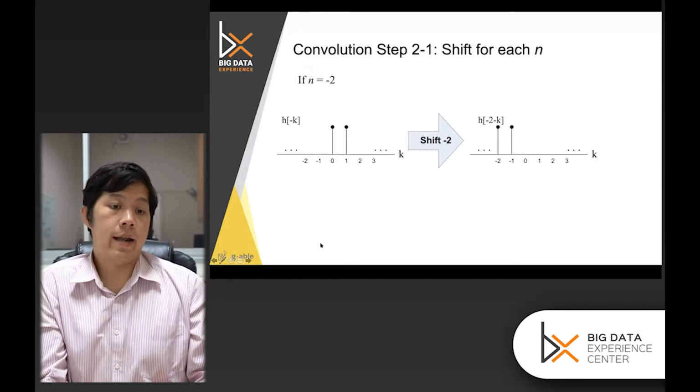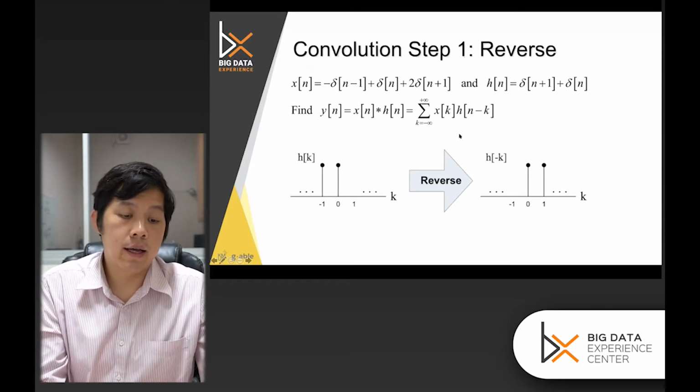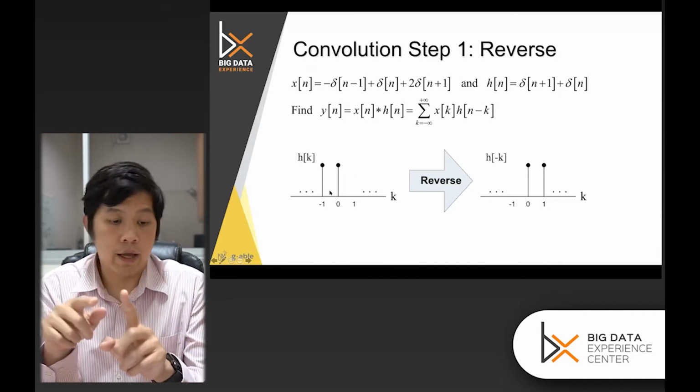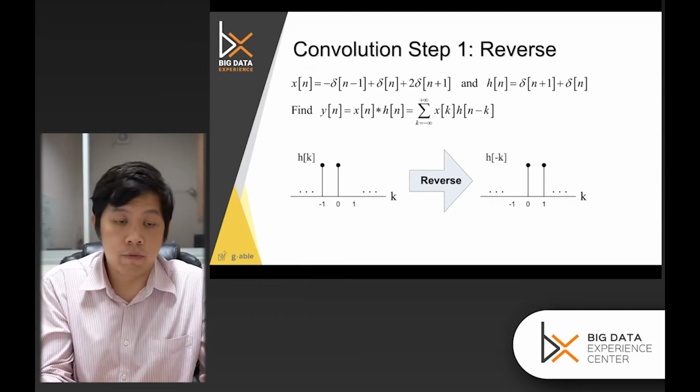Alright, and then the step of convolution. For the h[n] here, I let it be just delta[n+1], which is this bar, and delta[n], which is the sample at 0. Okay, just these two. And then let's calculate the convolution process of this.